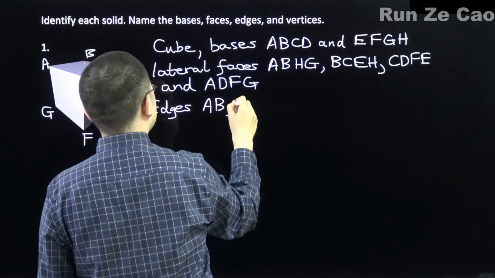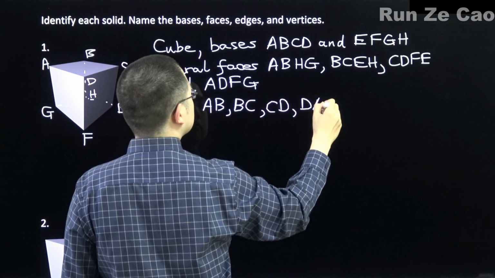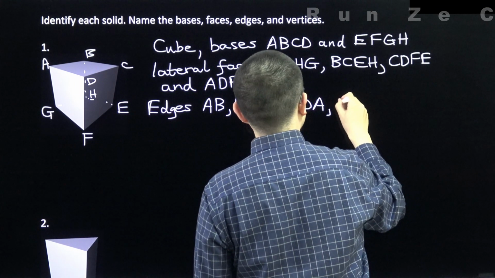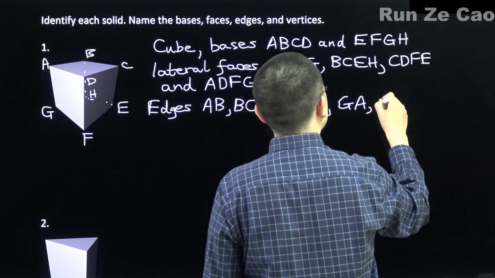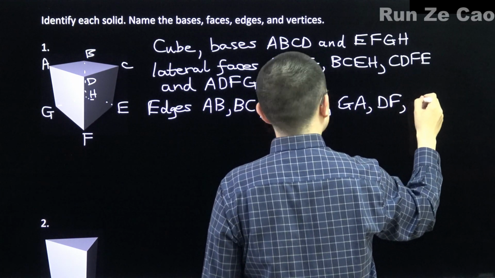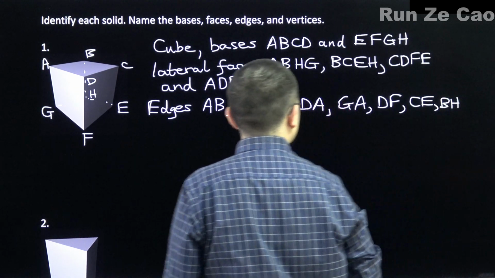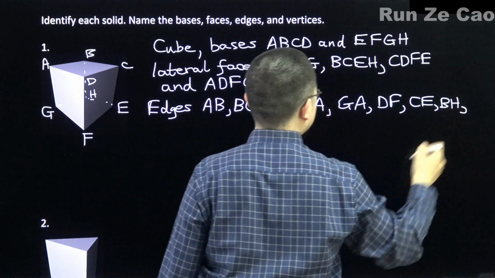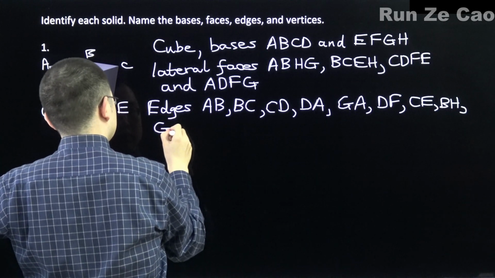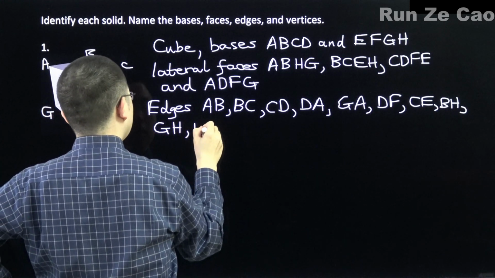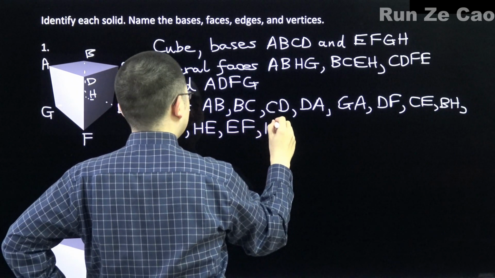Edges. A, B, B, C, C, D, D, A, A, G, or G, A, whatever. The order doesn't actually matter. D, F, CE, BH, comma, because we still got 4 more, GH, HE, EF, FG.